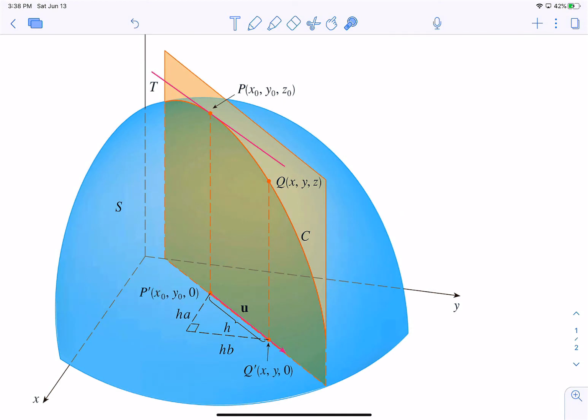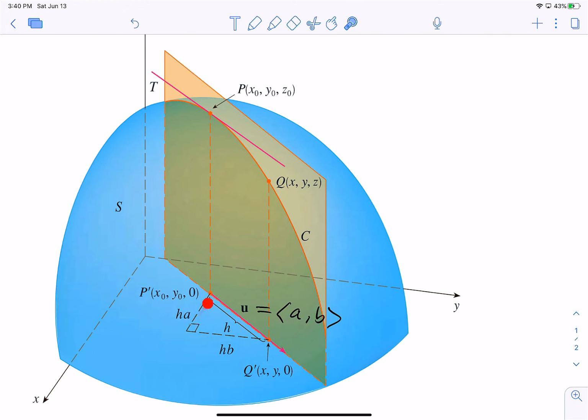And the points P prime and Q prime in the xy plane are a distance h units apart along the vector u, the unit vector. Now u has components a, b, and if we want to visualize these components here, we have in the x direction from the tail of u we would go a, and in the y direction we would go b, and that would give us the head of u.